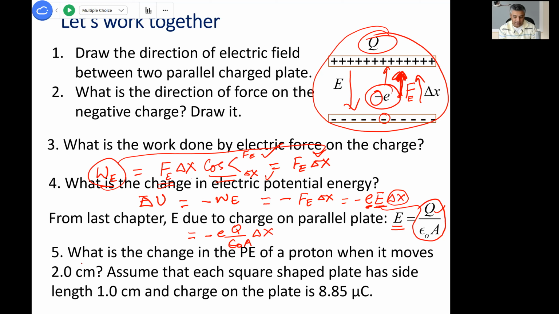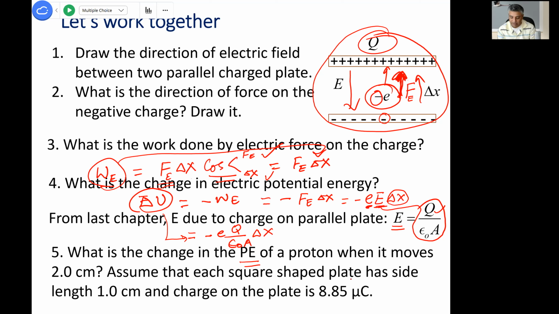So for example, we may have a question like this. What is the change in potential energy? Means delta U we are looking for. So that's what we are looking for. Okay, of a proton when it moves 2 centimeters. Assume that each square-shaped plate has a side length of 1 centimeter.